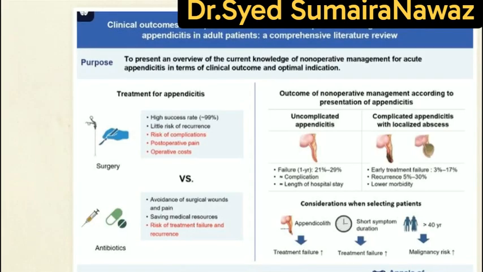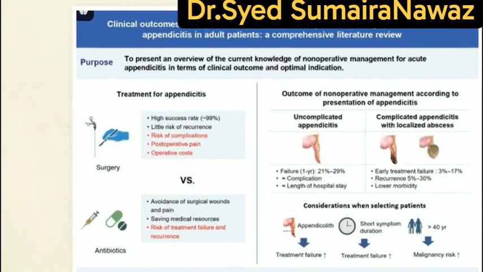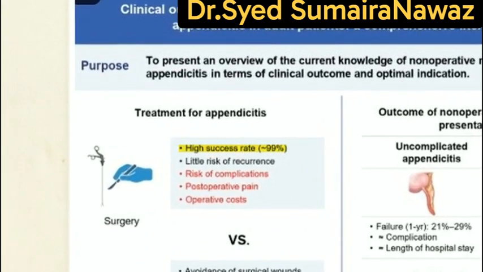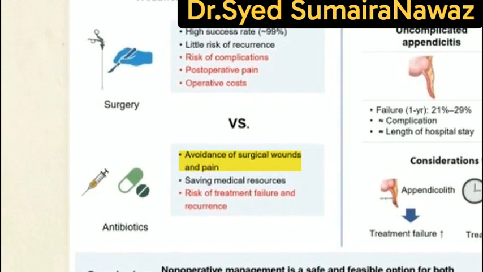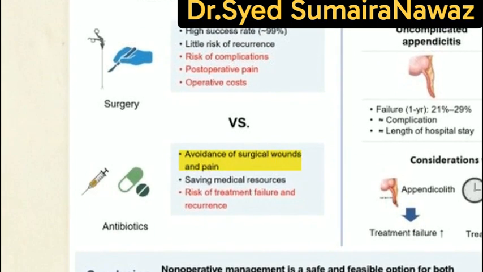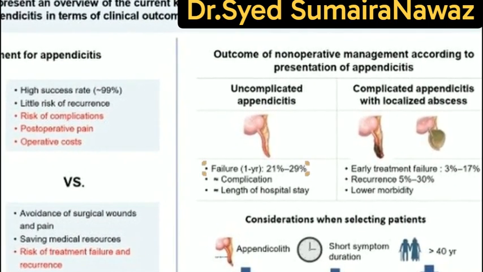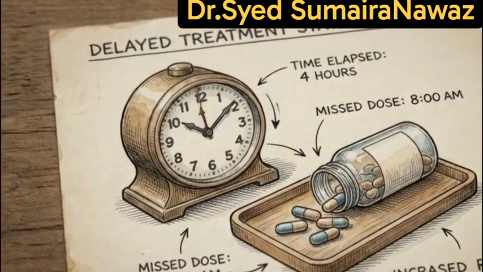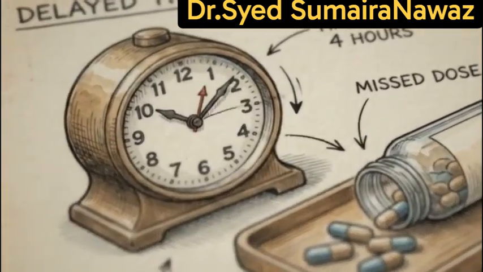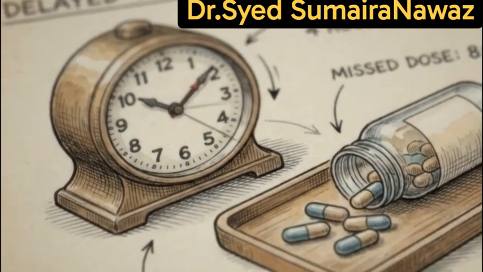This infographic captures the core debate, weighing the immediate appeal of avoiding surgery against the long-term efficacy of antibiotics. Excision guarantees a 99% success rate with almost zero recurrence risk. Conversely, antibiotics avoid surgical wounds and save hospital resources. However, that medical approach comes with a critical statistical trade-off. For uncomplicated appendicitis, non-operative management carries a 21 to 29% failure rate at 1-year follow-up. While the antibiotic pathway spares many from operative trauma, it transfers that risk into a statistically significant chance of delayed treatment failure and future recurrence.